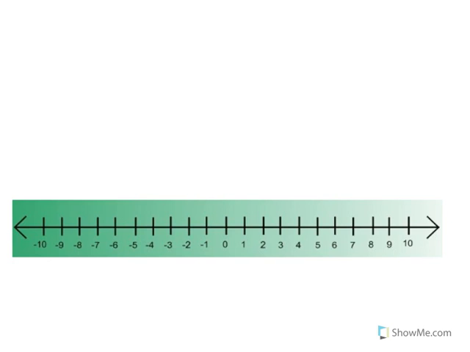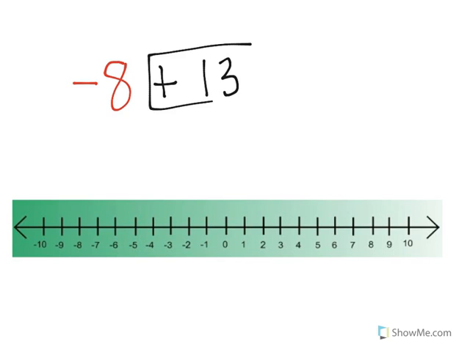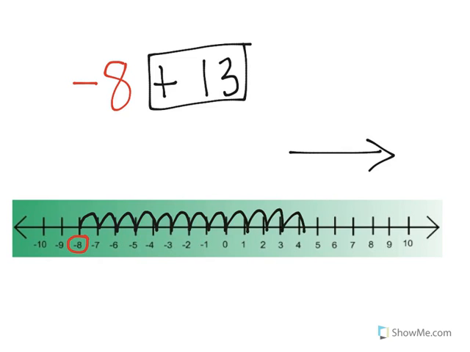Last example on the number line is going to be -8 plus 13. All right, well, I'm going to add what kind of number? A positive number. That means I'm going to move to the right on the number line. So let's begin with -8. Let's move 13 units to the right because it's positive. 1, 2, 3, 4, 5, 6, 7, 8, 9, 10, 11, 12, 13. Well, where did we land? We landed on a +5.